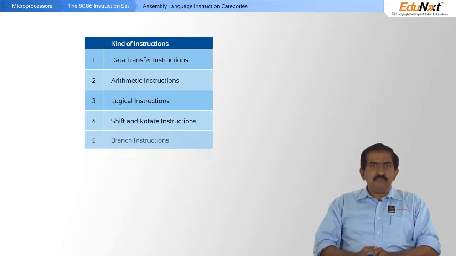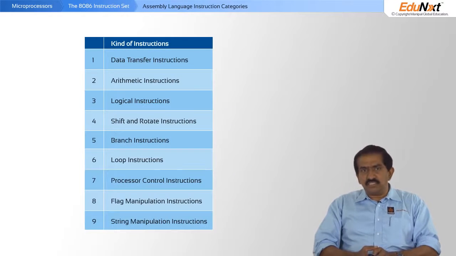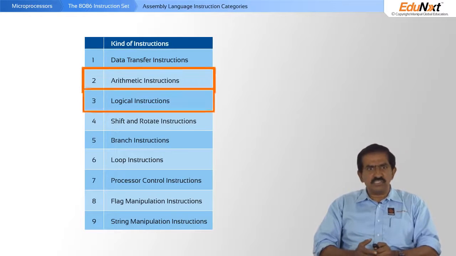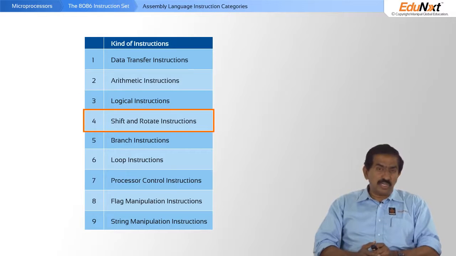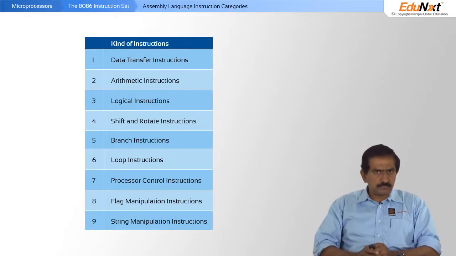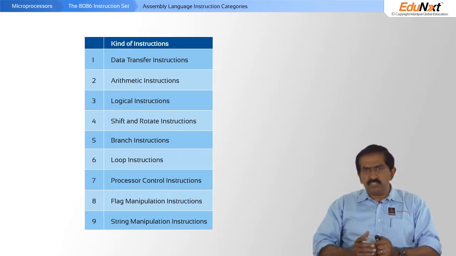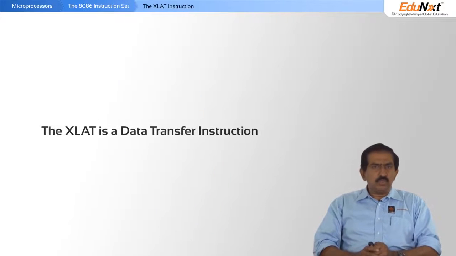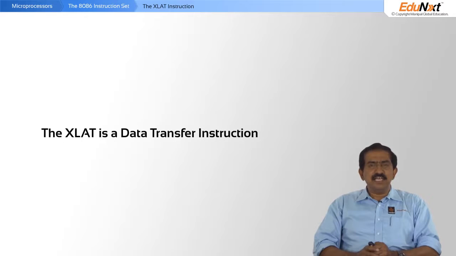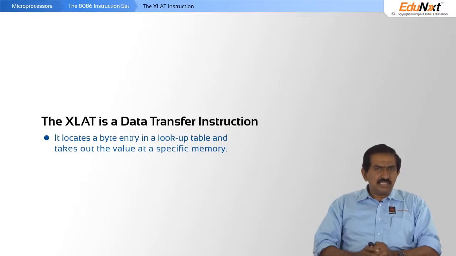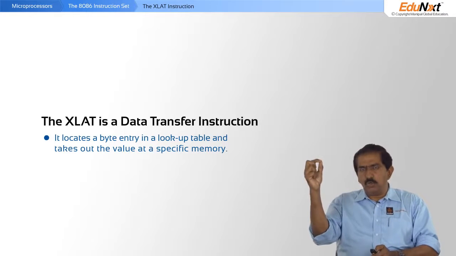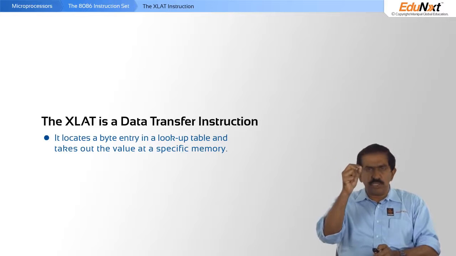There are 9 different kinds of assembly language instruction categories, and I'm not going to go into all of them. There's data transfer, there are arithmetic instructions, logical instructions, shift and rotate instructions, so on and so forth. I'm going to explain a couple of them, just the more complex ones. So let's look at the instruction called XLAT, and this instruction is really a data transfer instruction, translate. XLAT stands for translate. What this instruction does is really look into a lookup table and take out the value at a specific memory location.